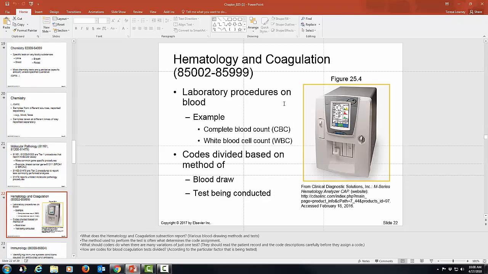Hematology and coagulation. This is on page 660 in your textbook. This kind of looks like maybe an ATM machine or something. So it's quite an interesting looking little machine. These laboratory procedures are on blood. It can do a complete blood count or a white blood count. The codes are divided on the method of the blood draw and the test being conducted. So we want to make sure that we're looking for a particular factor, that we're addressing that if we're doing a coagulation. We're looking for very specific information, and so we have to code that very specifically.